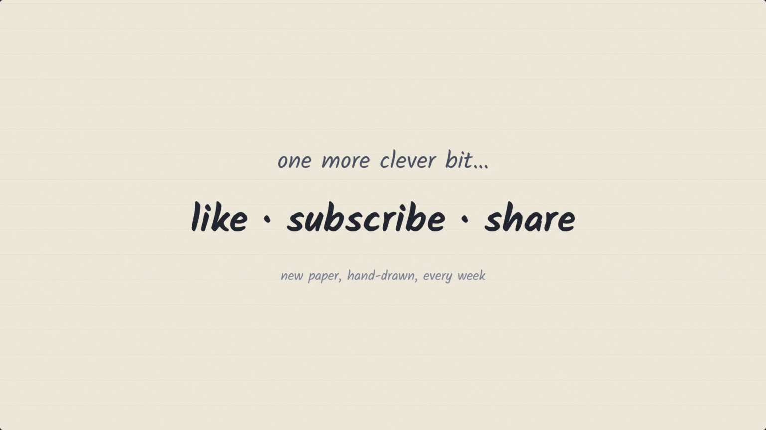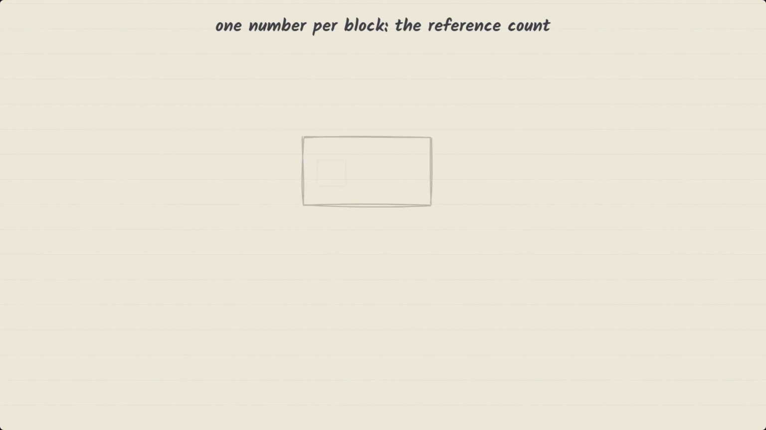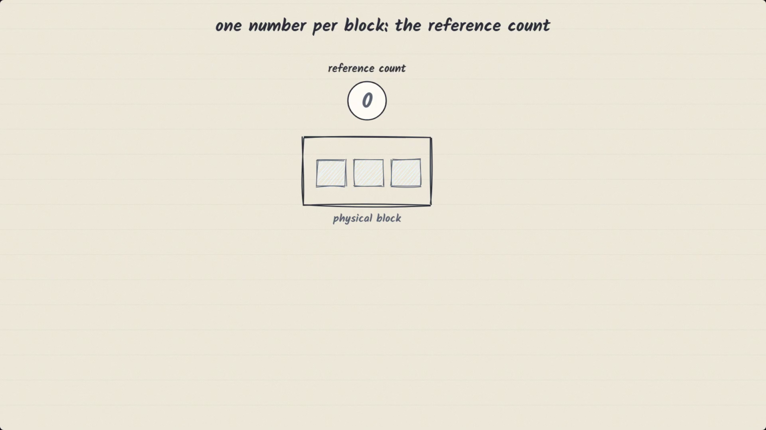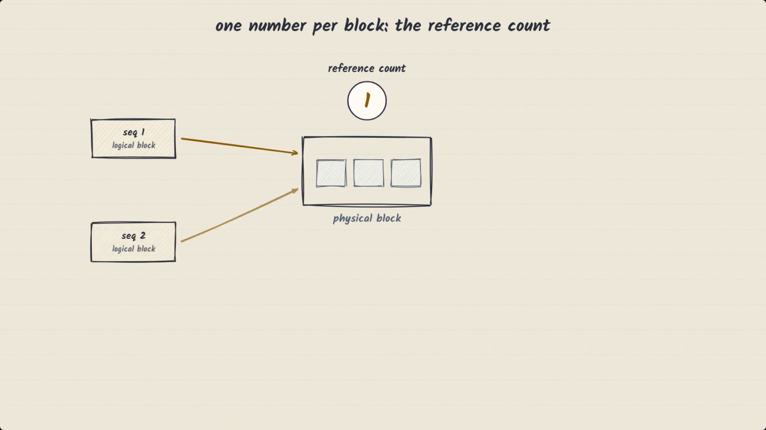Because now we reach the payoff the old contiguous world simply could not touch, sharing memory between sequences. The enabling mechanism is one number per physical block, a reference count. How many logical blocks currently point at it? Allocate a block, count is 1. Point a second sequence's logical block at it, count is 2. Free one reference, it drops back to 1. Drop to 0, and the block returns to the pool.